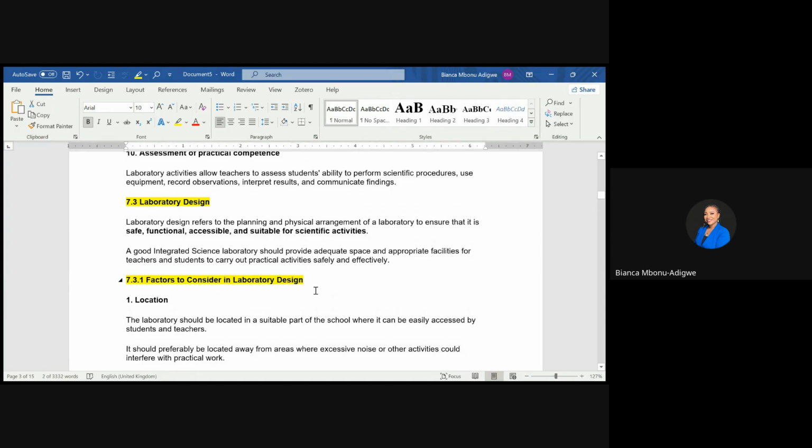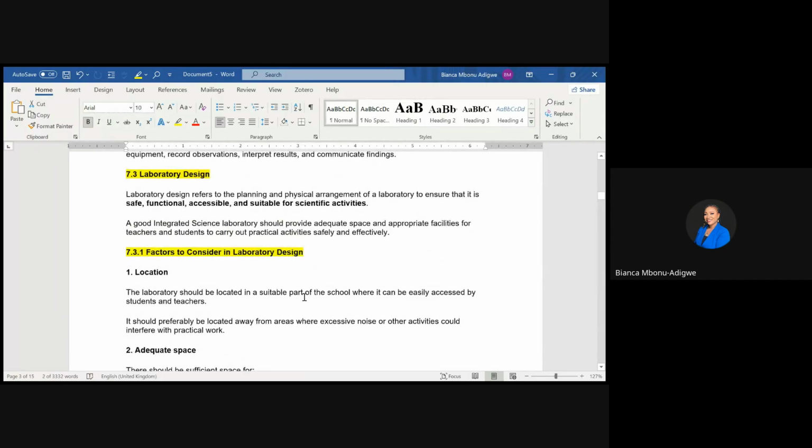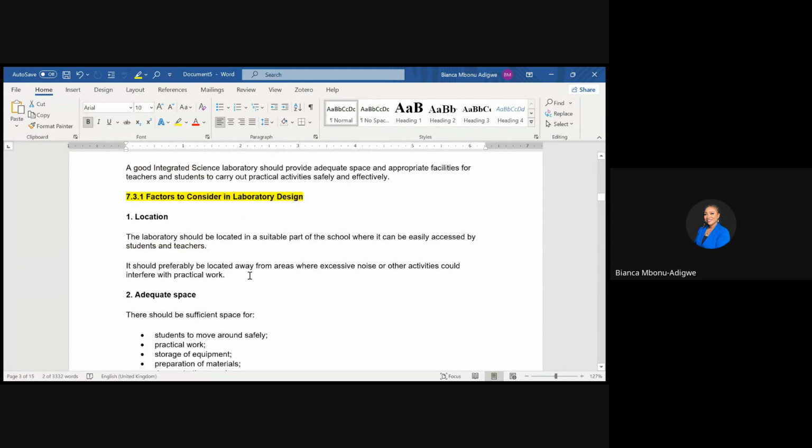But before then, I said something about the laboratory design. What does it mean? What does the laboratory design refer to? Anyone? Quickly, we have a lot to do and it's almost 8 p.m. Quickly, please. Laboratory design, what does it mean? You don't need to give me my definition. Tell me what you understood. I'm waiting.